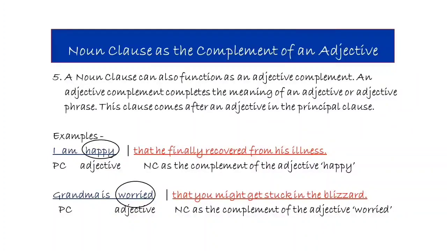Similarly, Grandma is worried that you might get stuck in the blizzard. Here, Grandma is worried is the principal clause. That you might get stuck in the blizzard is the subordinate clause. When we ask the question, Grandma is worried about what? The answer is that you might get stuck in the blizzard. Here, that you might get stuck in the blizzard is the noun clause functioning as the complement of the adjective worried.